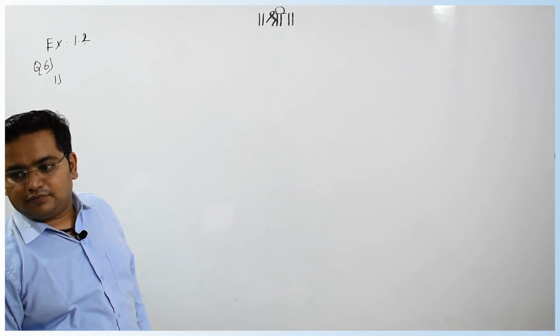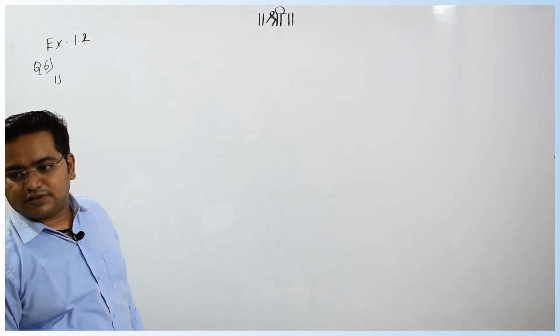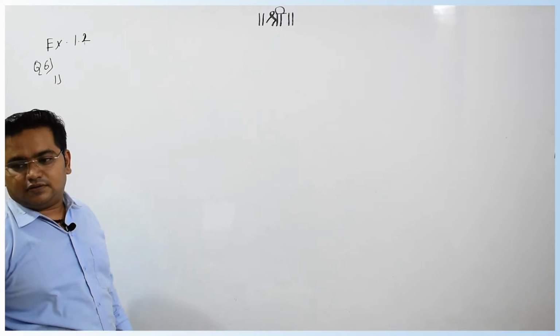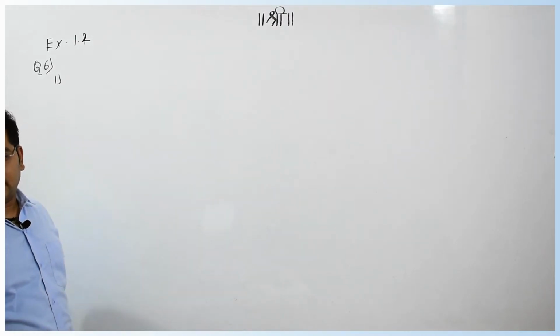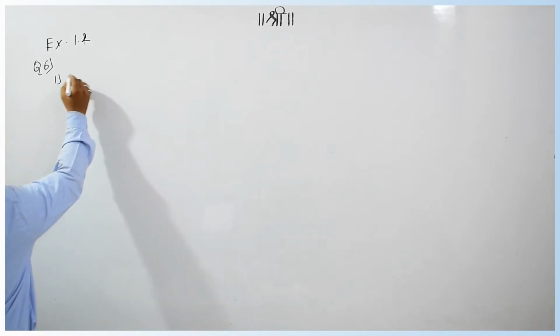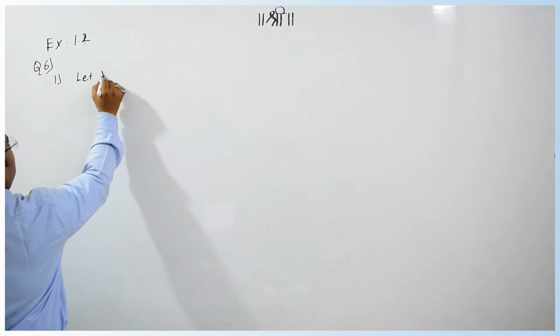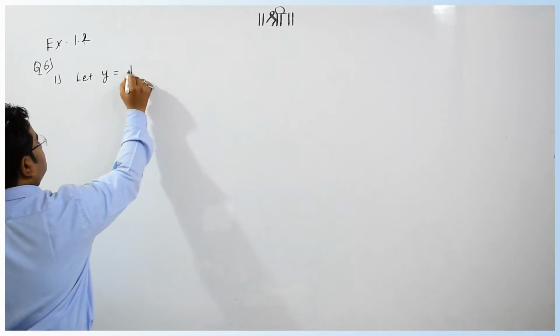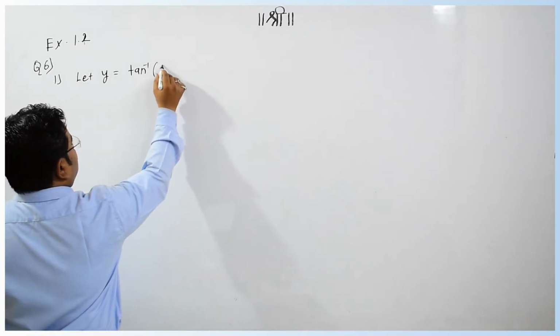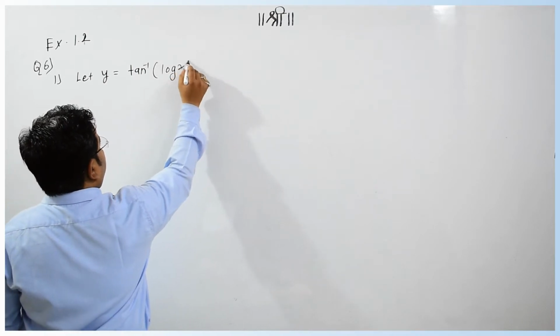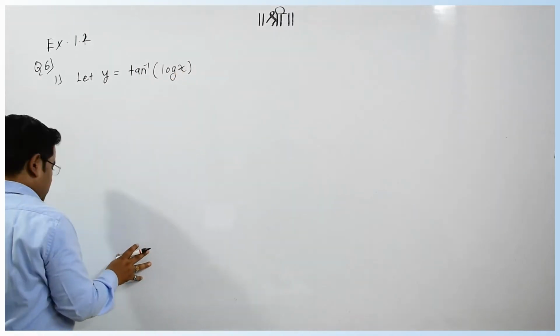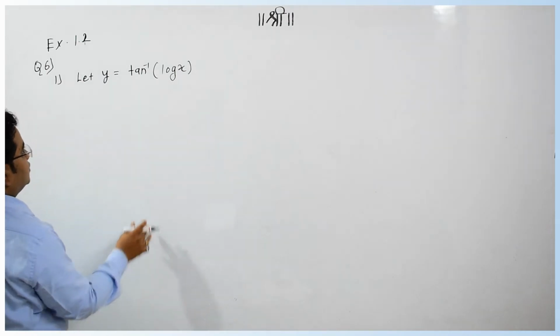We need to find the derivative of the function. Differentiate the following with respect to x: tan inverse of log of x. That is what we need to differentiate. So let y be equal to tan inverse of log of x.